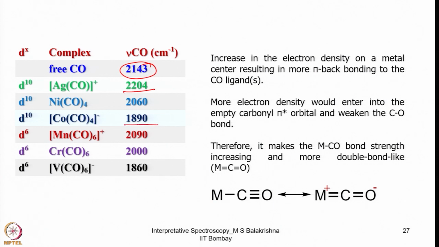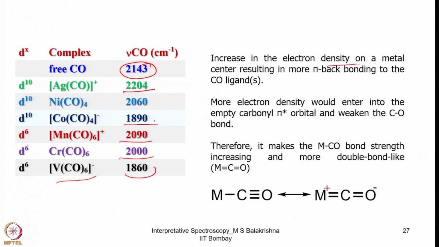Here it is lower because the metal is anionic and more electron density is there, and stretching frequency will be very less compared to the other one. And then on the other hand here, manganese plus, being positive, doesn't donate very easily, so it comes around 2090. Chromium hexacarbonyl, moderate, 2000, and again here anionic, and stretching frequency further drops to 1860 compared to 1890 in case of cobalt. This also indicates early metals are very good pi donors.